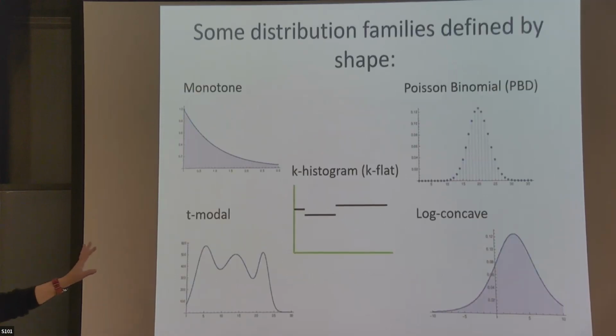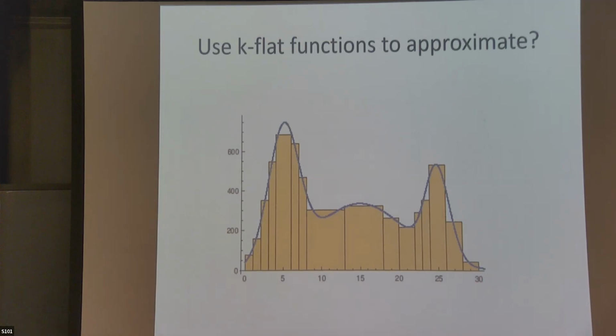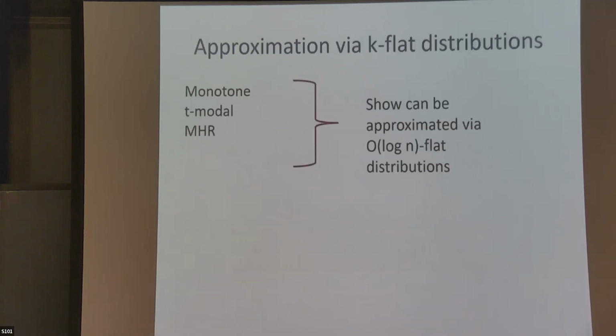So we mentioned all these types of distributions, and what's common to all those classes is that you can approximate all distributions in these classes by k-flat functions. So what we're going to do is take your favorite class defined by shape, such as monotone, T-modal, monotone hazard rate, whatever you want. Show that it can be approximated by a log n flat distribution.